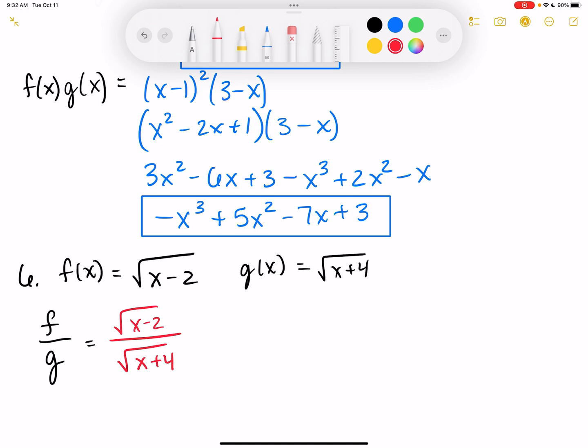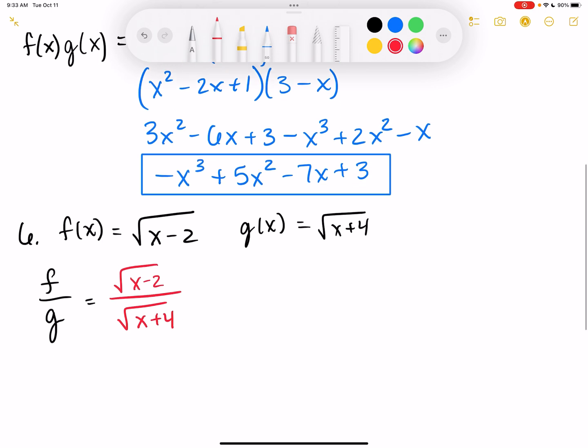So we're looking at domain. What do we care about? The bottom. You can't have the square root equal to 0, because the denominator can't be 0. What can a square root not be? To be real, it can't be negative. So it needs to be positive, or greater than or equal to 0.